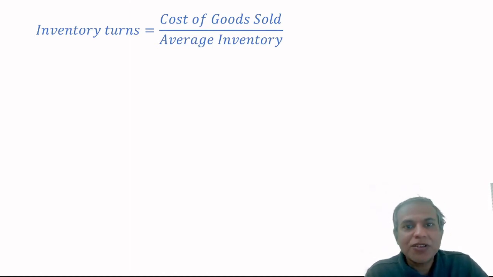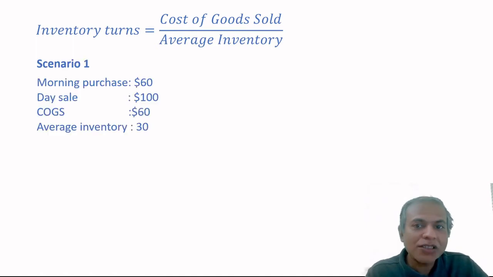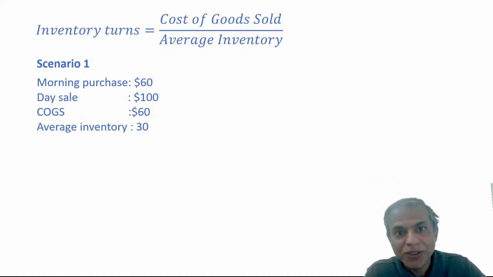Just to understand how this inventory turns works, let's take two scenarios. Scenario one: an ice cream truck goes out in the morning, purchases ice cream worth $60, and sells it off by the end of the day for $100. So the cost of goods sold, we'll assume the business has no other expense, is $60. For the average inventory, they start with $60 worth of inventory and end with $0 worth of inventory, as all the ice cream is sold off. So their average inventory is 30, because 60 plus 0 divided by 2.